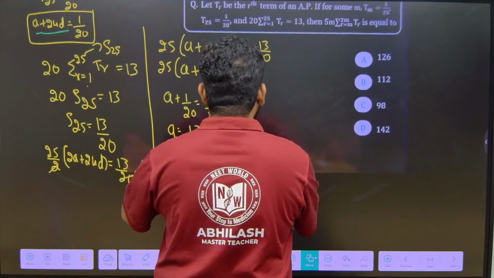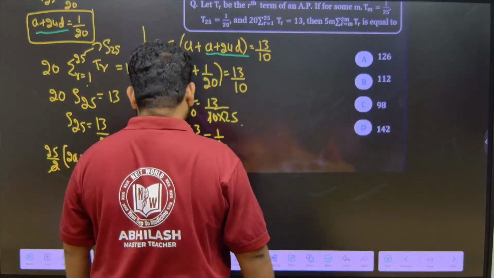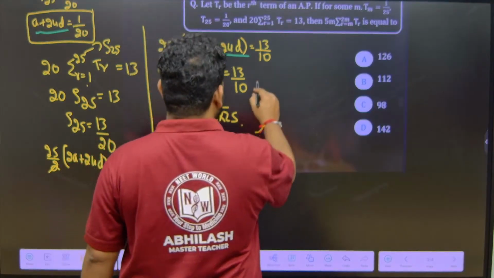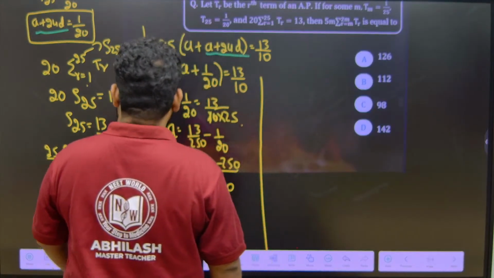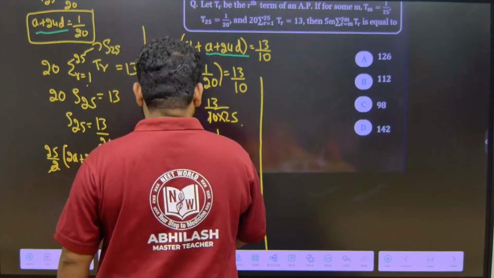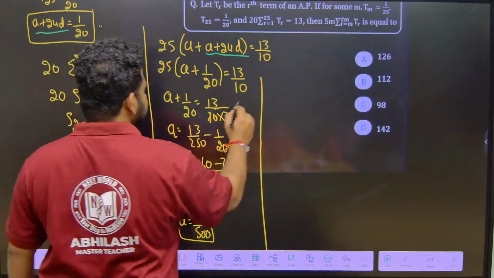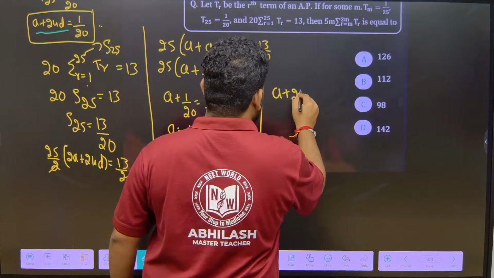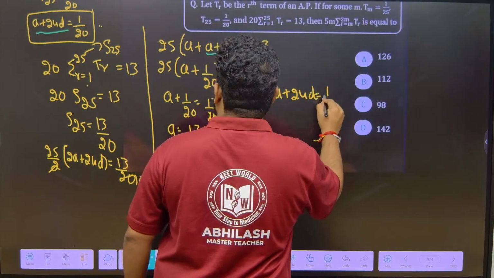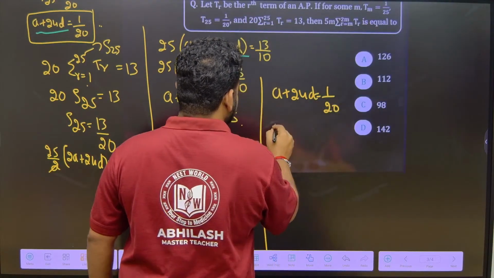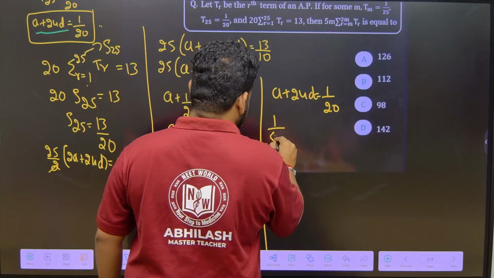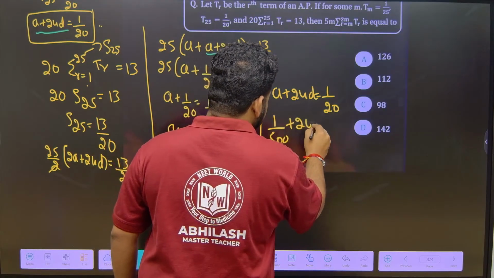So we got a is equal to 1 by 500. Now we have to find out d. If I put it in this equation, that is a plus 24d is equal to 1 by 20, so a is equal to 1 by 500, plus 24d is equal to 1 by 20.